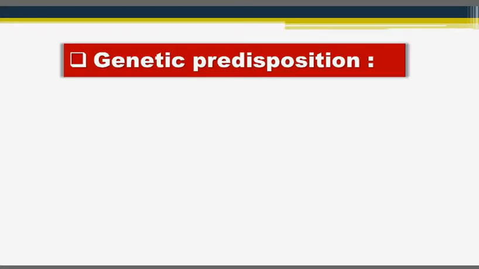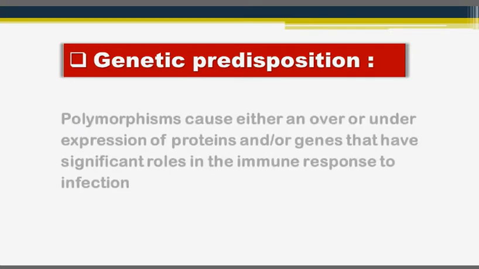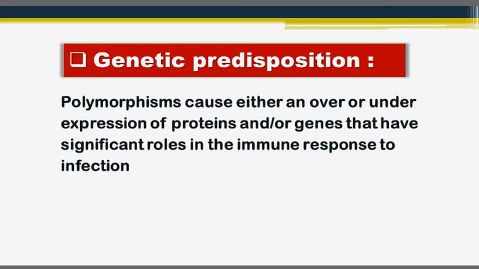Now, the second cause of why the neonates are deficient in their response is genetic predisposition. So there will be a process of polymorphism, of the immune system. This can cause an over or under expression of proteins and genes that have a significant role in the immune response. It may be either more than required or less than required. And this is according to genetic predisposition.